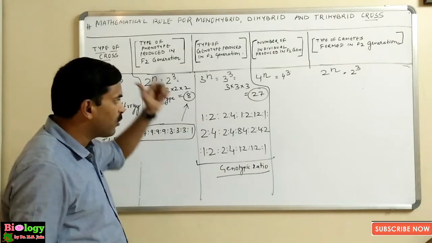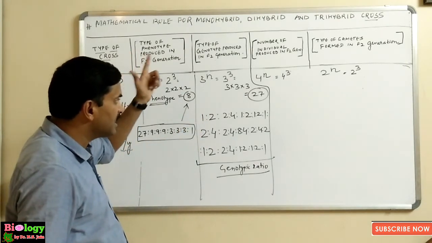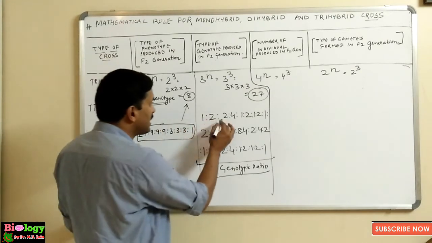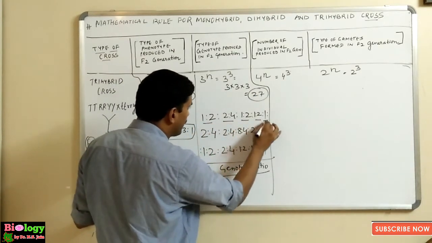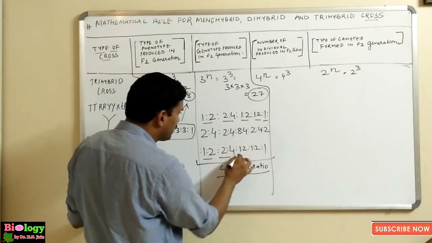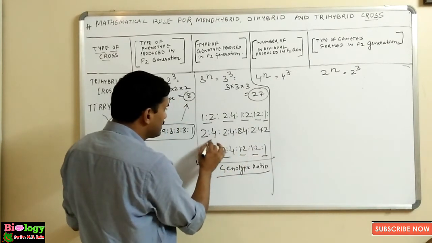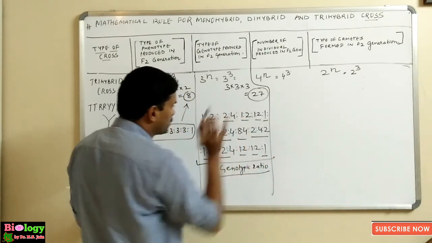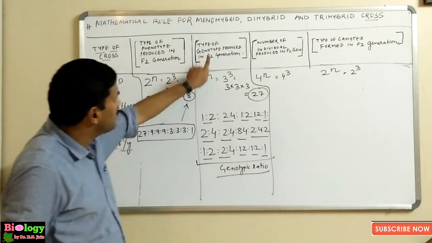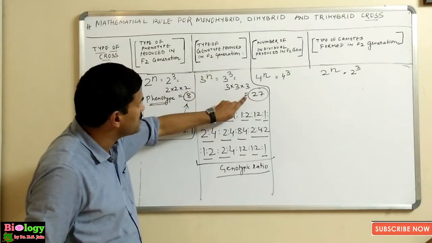To learn this I have already given the hints in the detailed video of the trihybrid cross, but here you can see that I have written like this. How to learn it? 1 2 1, 2 4 2, 1 2 1. Here also you write 1 2 1, 2 4 2, 1 2 1, and in the center you write 2 4 2, 4 8 4, 2 4 2. Okay, so now how many types of genotypes are produced in the F2 generation?